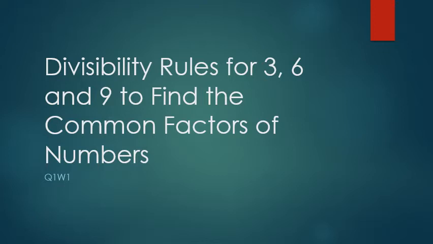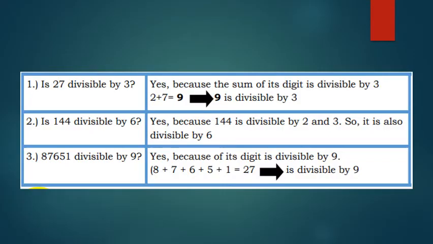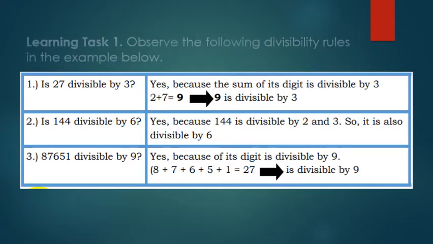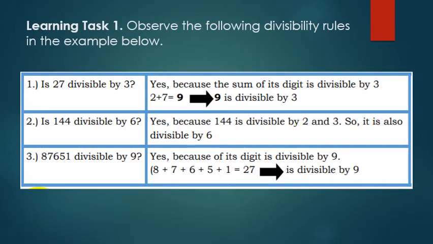So now, let us discuss the divisibility rules for 3, 6, and 9 to find the common factors of numbers. Ito naman pong tatlo ang hanapin natin kung ang mga number ba ay pwedeng i-divide sa 3, 6, and 9 using the divisibility rules. Tingnan muna natin tong learning task 1. Observe lang po natin. Ang tanong sa number 1 is 27 divisible by 3.